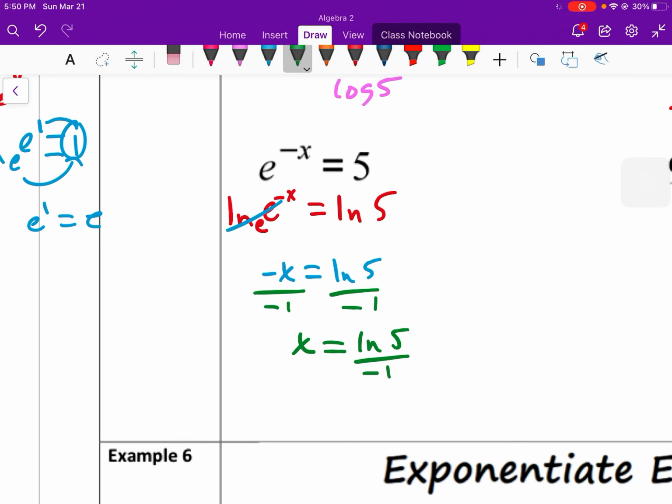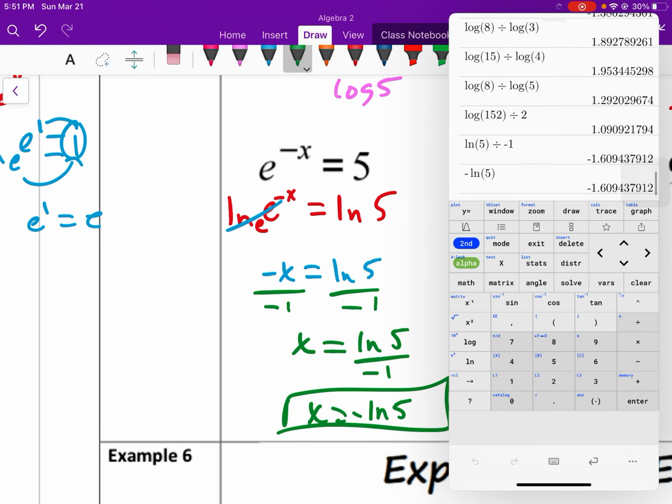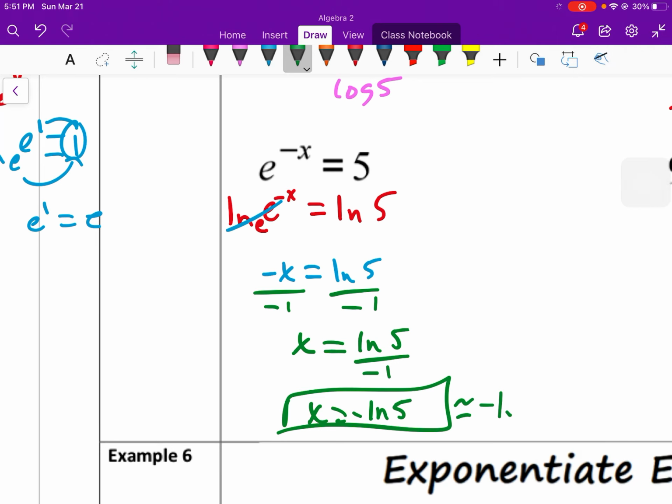However, in this case, this would be the answer we're looking for, or x equals negative natural log of 5. That's kind of what we'd be looking for there. It approximated to negative 1 point, what was it, 6 something? 6.1.